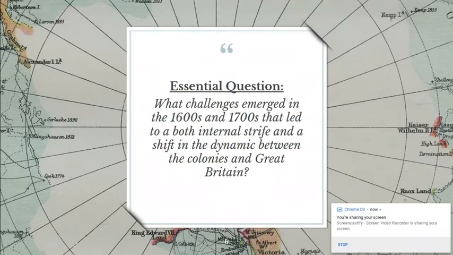I'm going to encourage you to have a notebook that you take your lecture notes in. I think that's really helpful, and that'll be like this common place for you to gather all this information. And so our essential question for today is, what challenges emerged in the 1600s and 1700s that led to both an internal strife and a shift in the dynamic between the colonies and Great Britain?